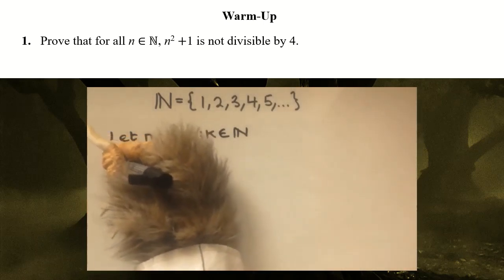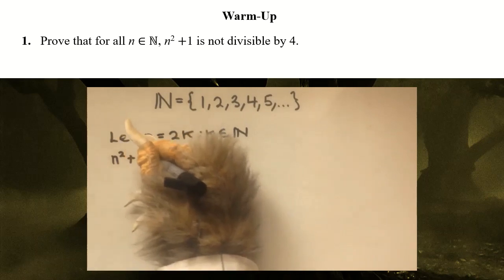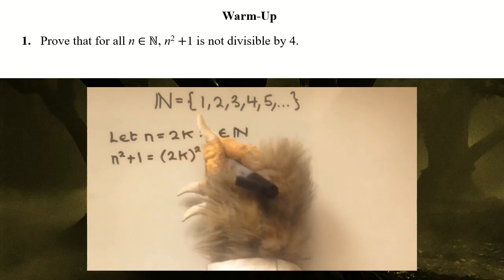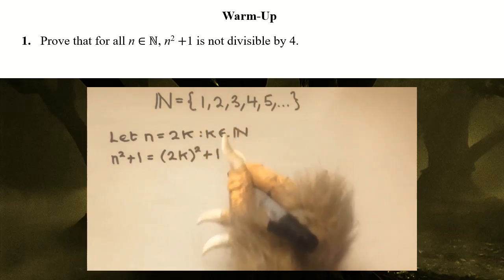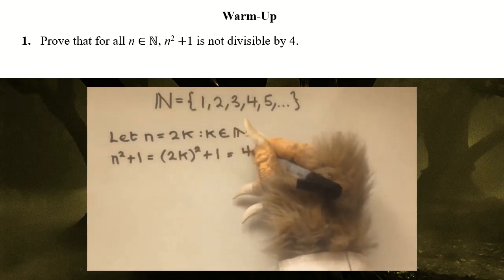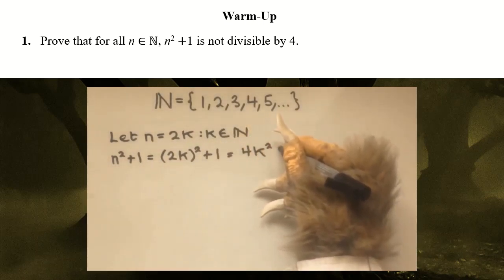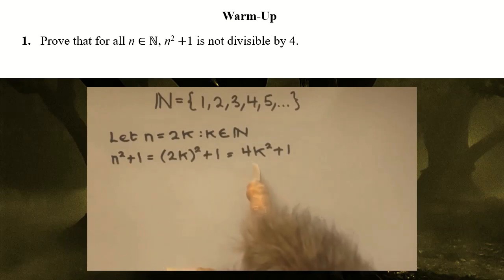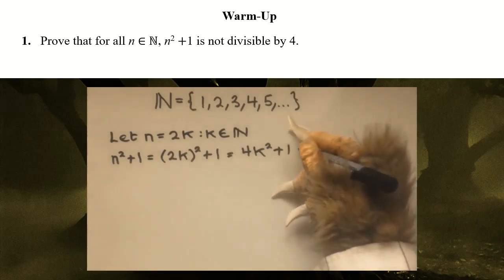So n squared plus 1 is going to equal (2k) all squared plus 1, which is going to equal 4k squared plus 1. Now the first term is obviously divisible by 4. It has a factor of 4. The second term removes it from the 4 times table by adding 1, so this is not divisible by 4. So the first one checks out.